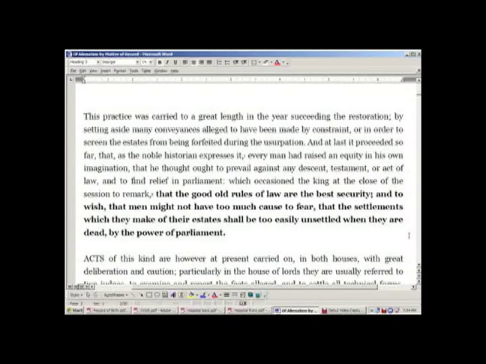So the practice was carried out to great length in the years succeeding the Restoration by setting aside many conveyances alleged to have been made by constraint or in order to screen the estates from being forfeited during the usurpation. So because Martin Luther went and put his deed on the door of the church. Now, in days of old, that is where the people would put their record. They would hang a copy of their record for maybe 3 weeks on the bulletin board or some board at the church. That's where the record was first put.